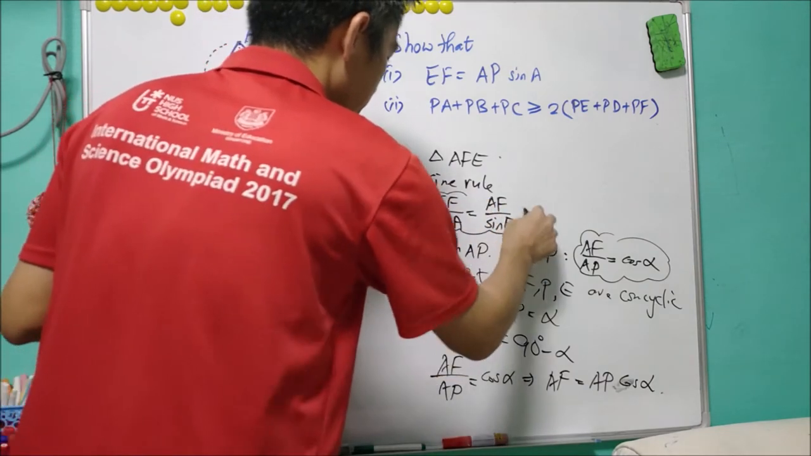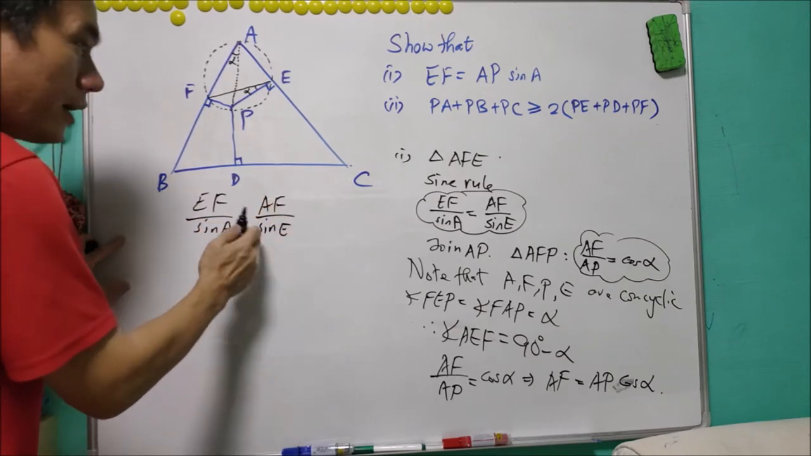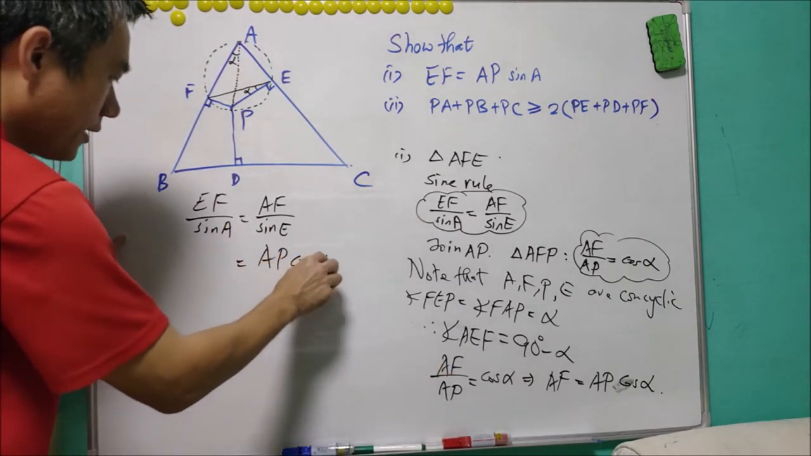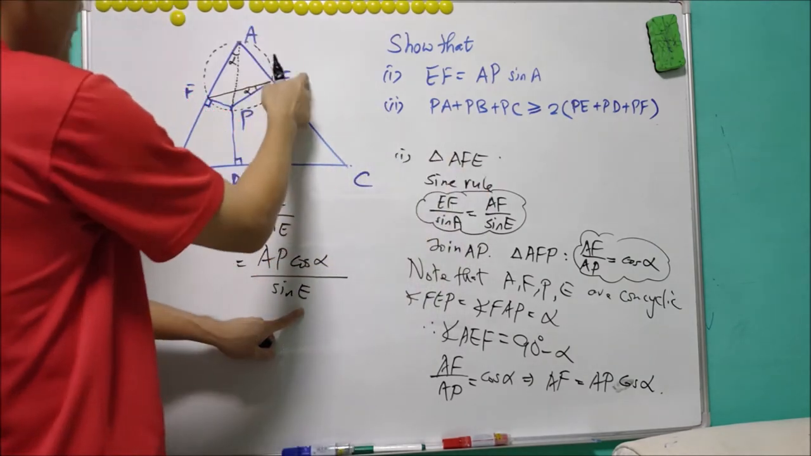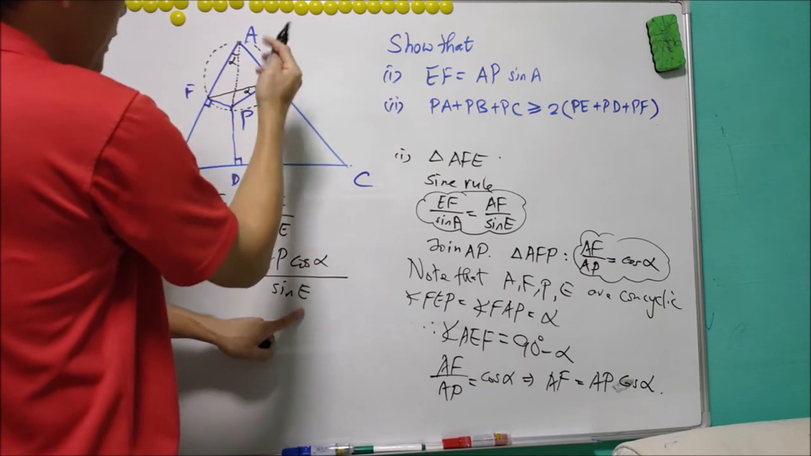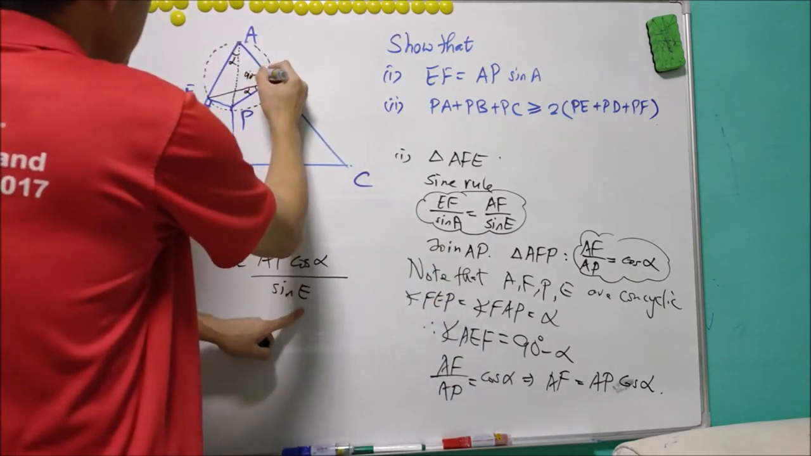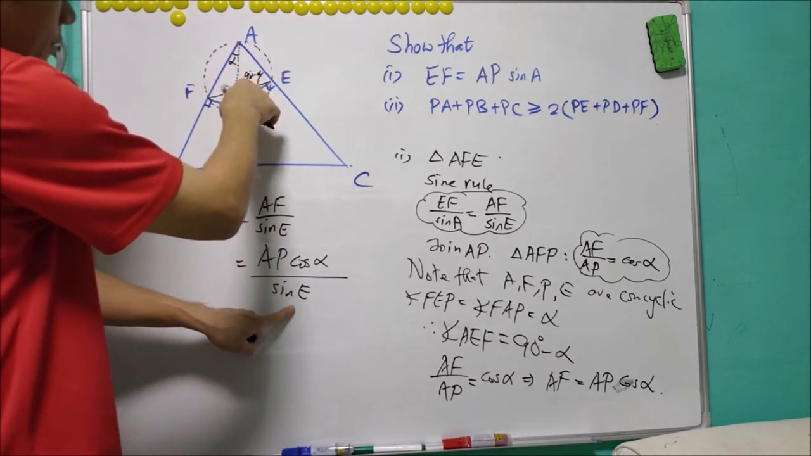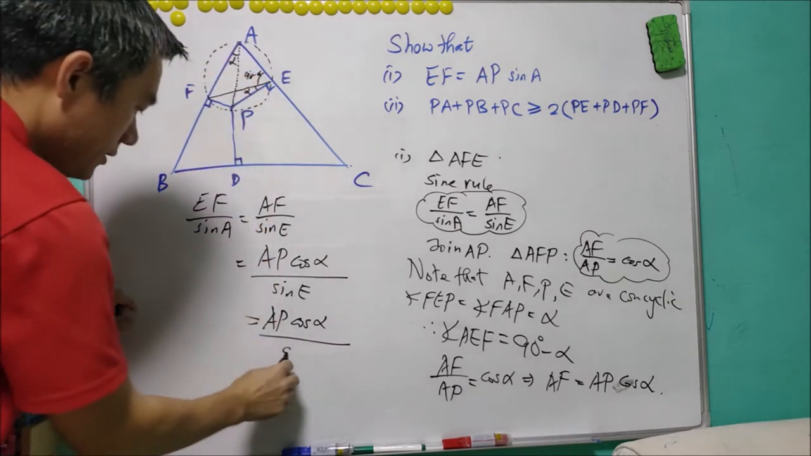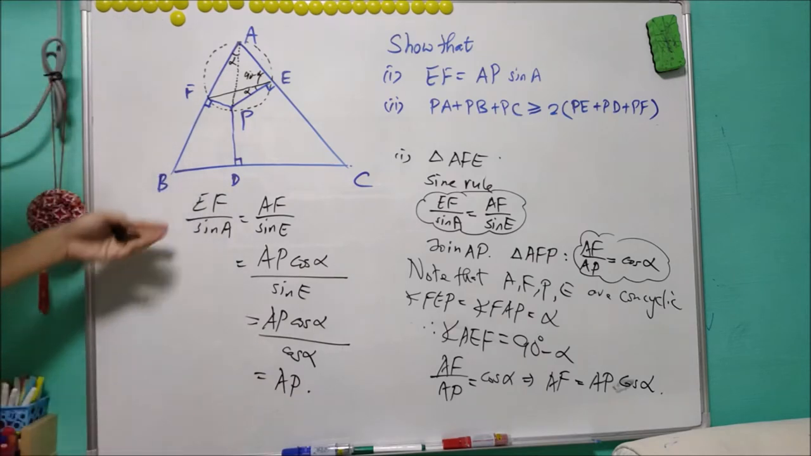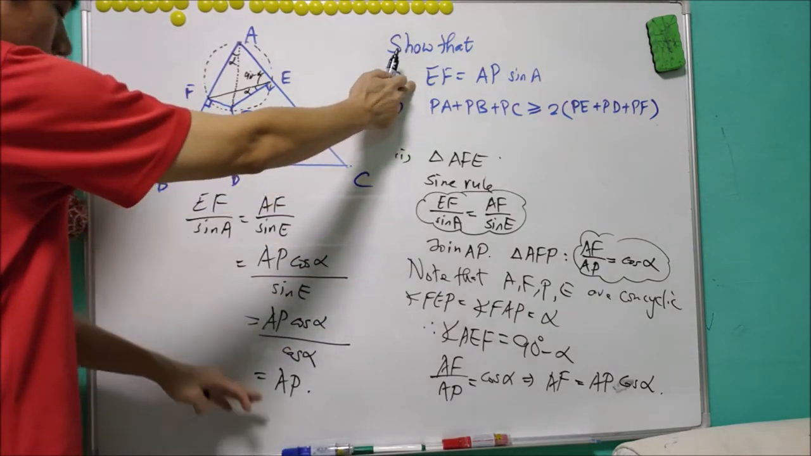Then we look at this. EF over sine A equals AF over sine E. AF itself is equal to AP cosine alpha. The angle E here is referred from the triangle AFE, and we already know that this angle E is actually AEF, which is 90 degrees minus alpha. So sine of E is sine of 90 degrees minus alpha, which is equal to cosine alpha. Therefore, we have the result for part one: EF equals AP sine A.